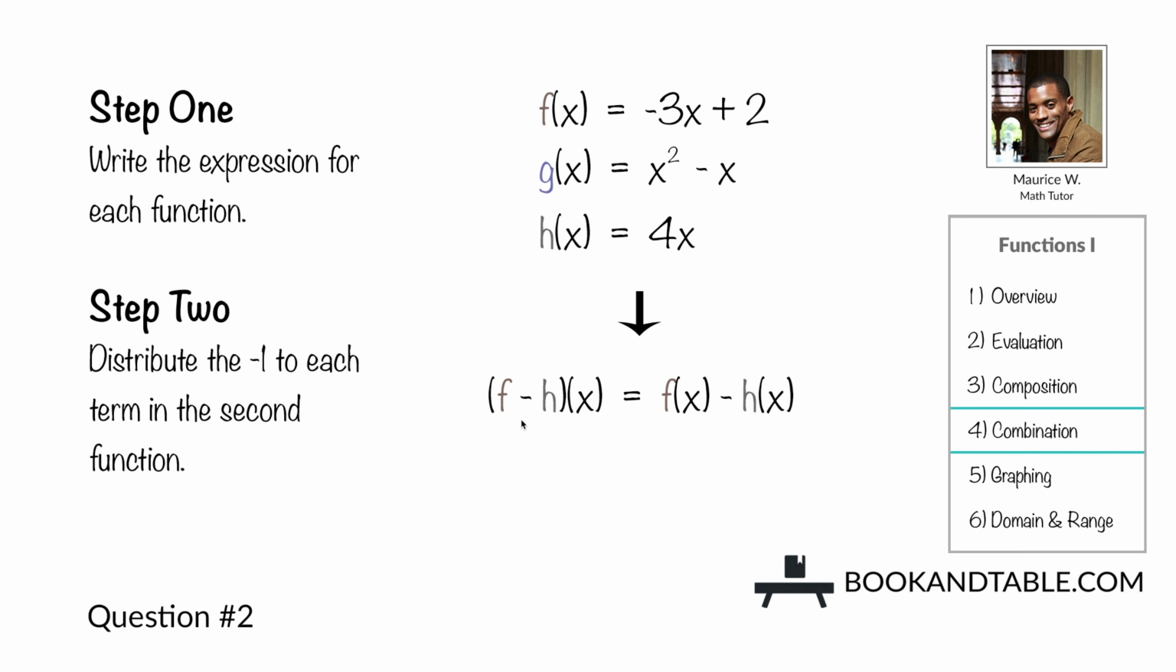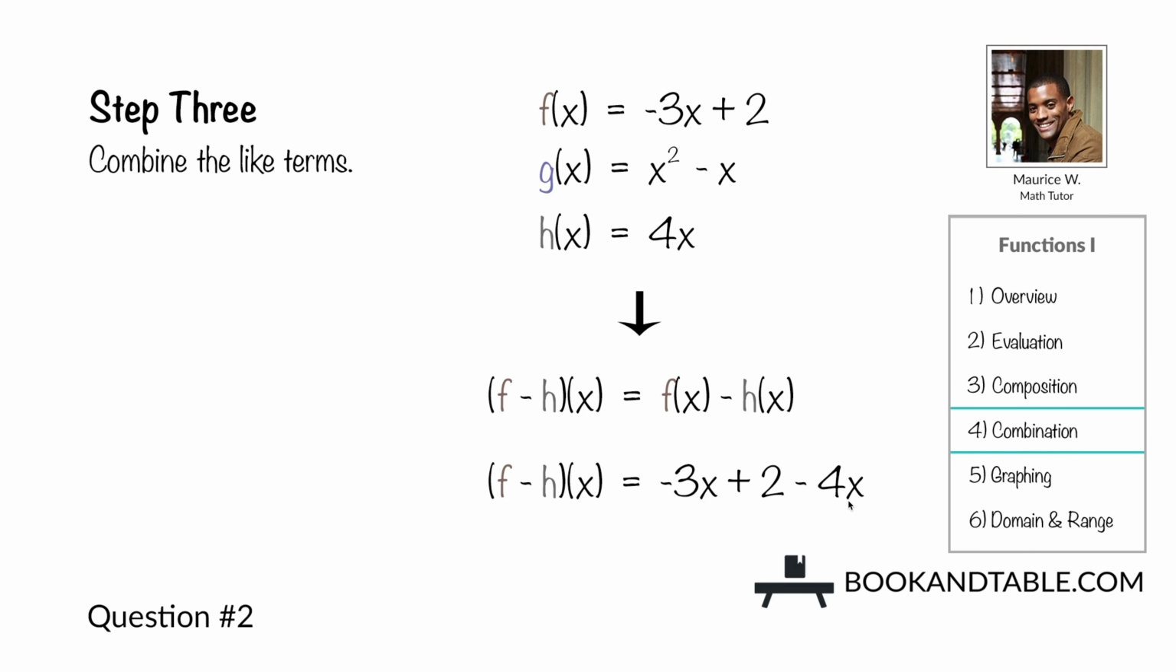We were asked to find f minus h of x. So we'll have f of x minus h of x. So step 1, write the expression for each function, f and h. That would be negative 3x plus 2 minus 4x. And now step 3, combine the like terms. Negative 3x minus 4x would give us negative 7x. So the answer to question number 2 is f minus h of x is equal to negative 7x plus 2.